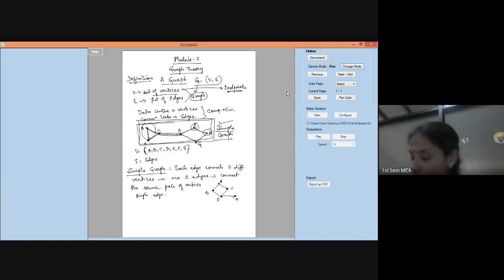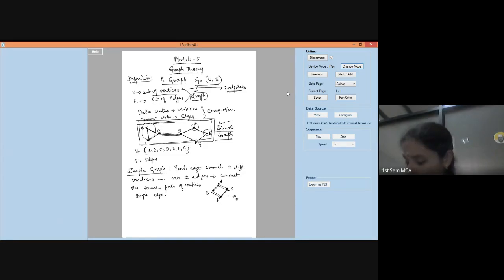Suppose between A and B, you have just one edge. Between A and C, you have just one edge. C and D, there is only one edge. B and D, there is only one edge. No two edges connect the same pair. Between C and D, let us say, there are no edges at all. That's also okay, but there are no two edges connecting the same pair of vertices. Such a graph, you call it a simple graph.